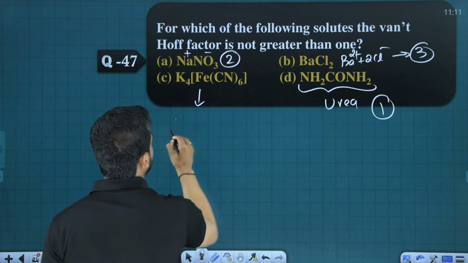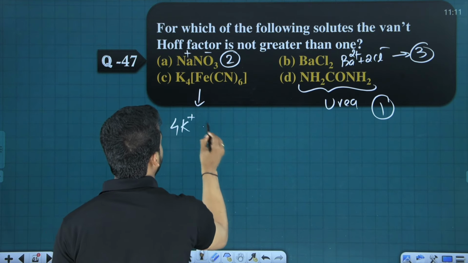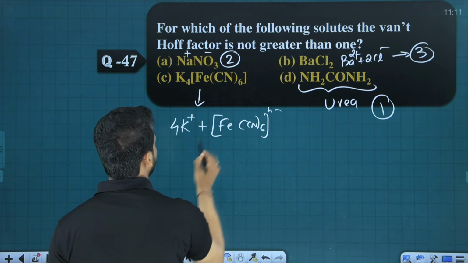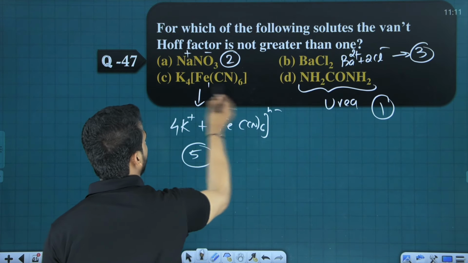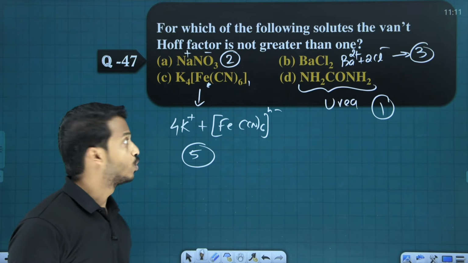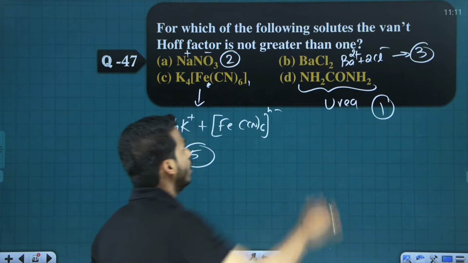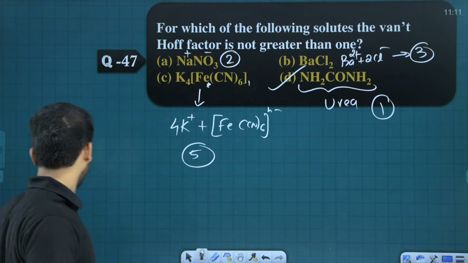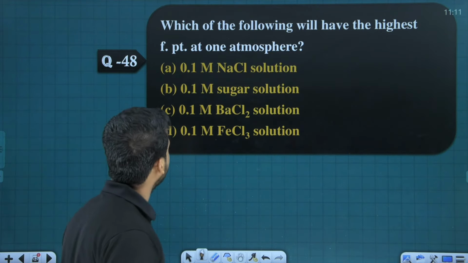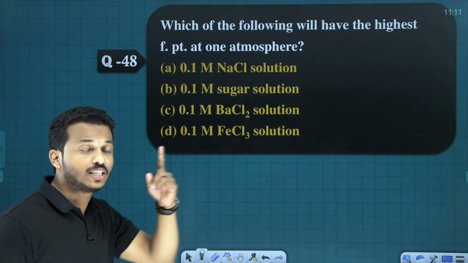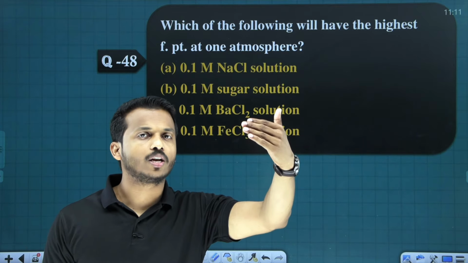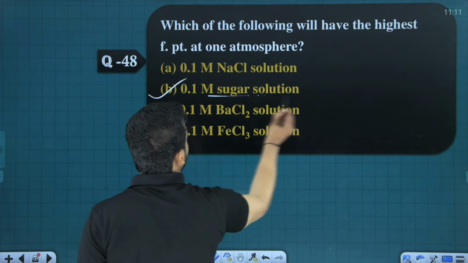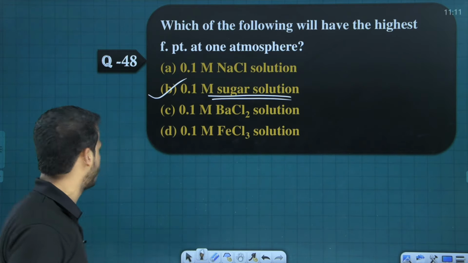And K4[Fe(CN)6], how do you break it? This will give you 4K plus outside, and Fe(CN)6 4 minus, total 4 plus 1, 5 ions. So the Van't Hoff factor not greater than 1: urea, glucose, benzene, these are all non-electrolytes. Which of the following will have the highest freezing point? Again I am reminding you, a higher freezing point means the one giving fewer particles. Where are fewer particles? Sugar, right? Sugar, glucose, urea all do not split.